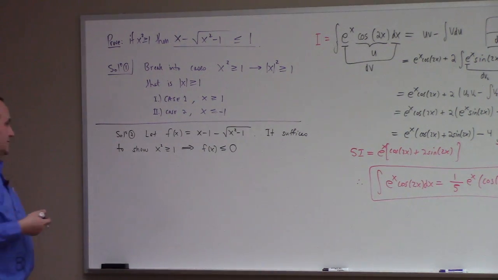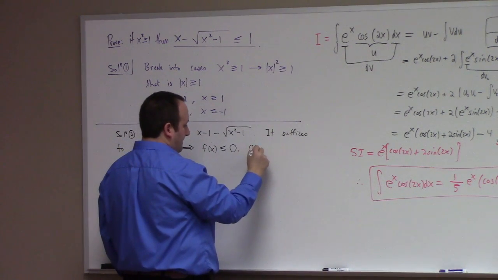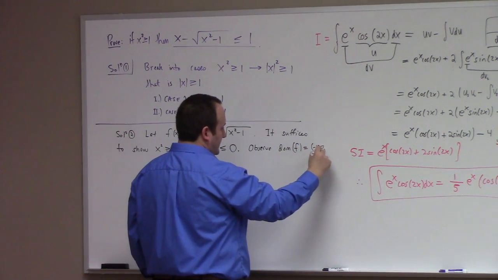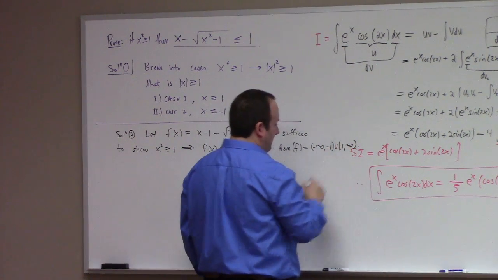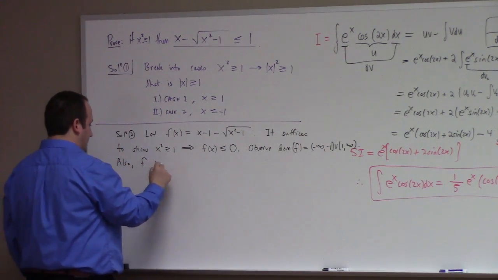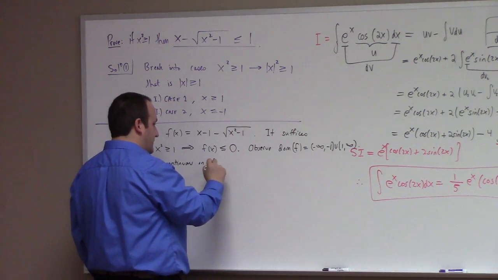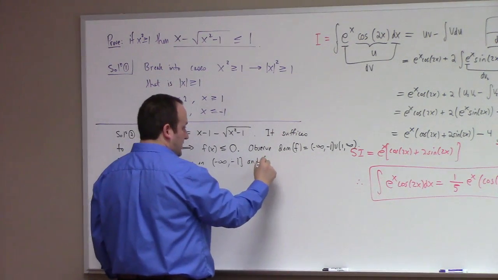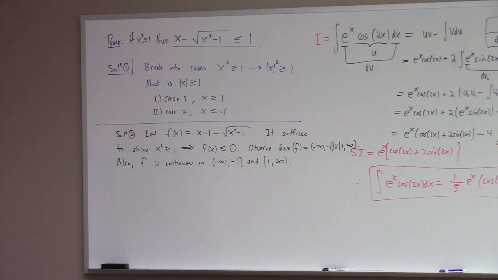Now, first of all, you can observe what? The domain of f is what? Minus infinity to minus 1 included, right? Union with 1 to infinity. Also, f is continuous on both of the intervals that form this domain, right? It's continuous on minus infinity to minus 1. And it's also continuous 1 to infinity. These are both connected sets, connected subsets of real numbers, right?